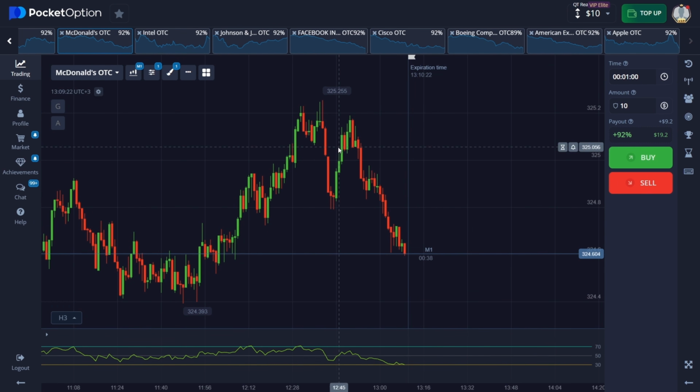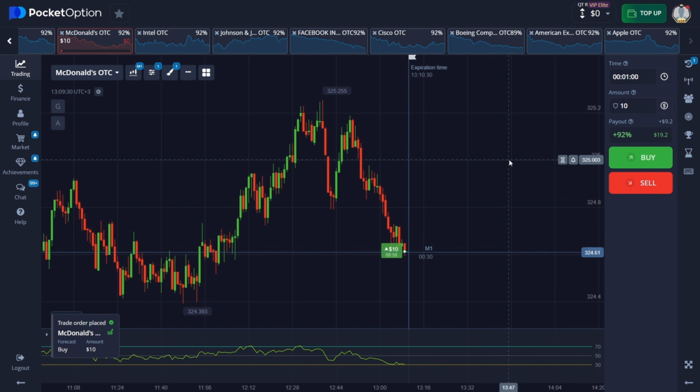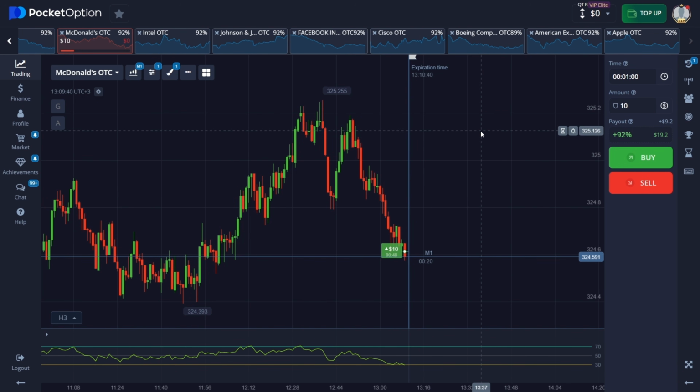Here we have a trade on McDonald's. And I placed the trade for an upside move for 1 minute at $10. As you can see, the candle has already hit the RSI level of 30. Then it goes up again and comes back, closing near the RSI 30 level. That's why I took this trade for an upside move. This is called RSI divergence when the candle hits the level of RSI 2 or more times.